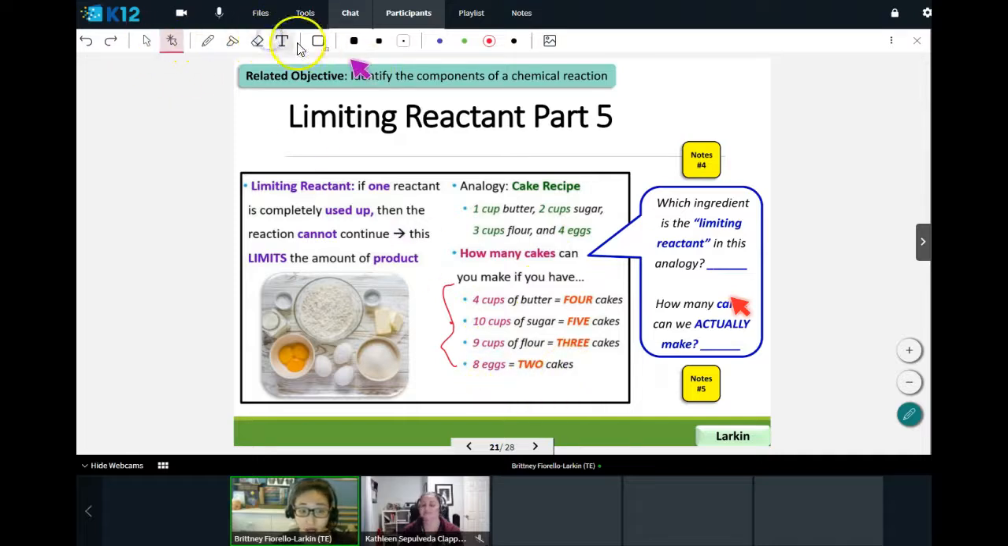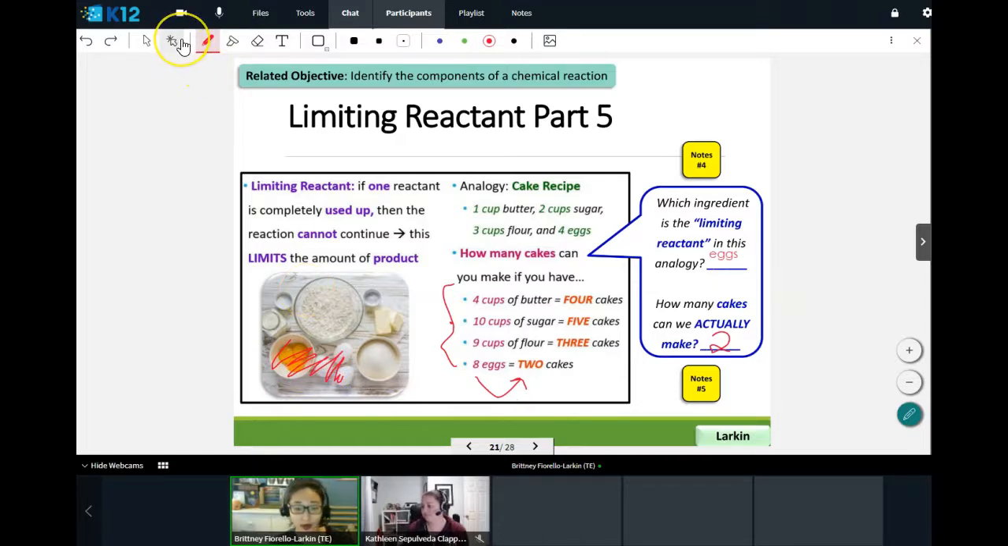Yeah, we absolutely run out of eggs first, because after I make how many cakes am I finished? How many cakes can I make before I run out of eggs? Yeah, I can only make 2 cakes, right? So I had 8 eggs and I can only make 2 cakes. Once I make those 2 cakes, I no longer have any eggs.